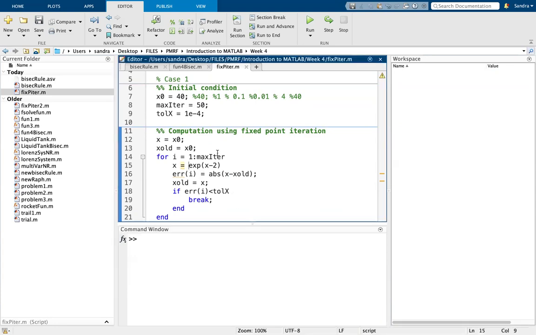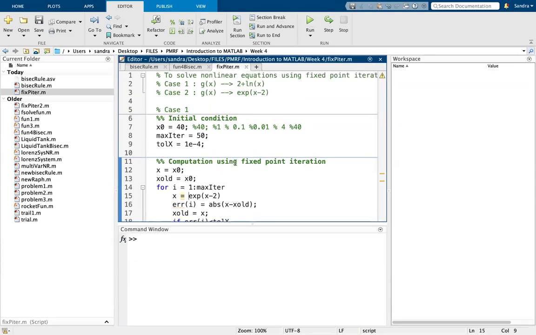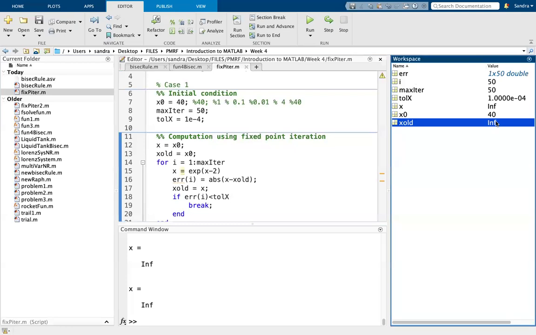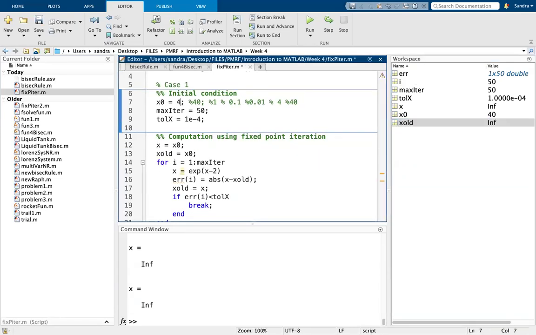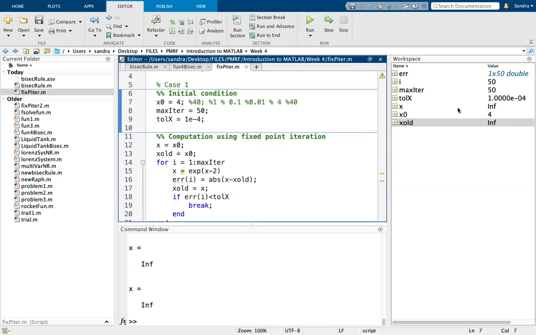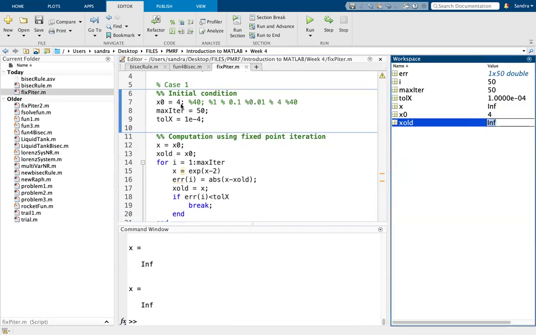Here it becomes exponential x minus 2. Now, using 40, let's see what solution you're getting. Using 40, I'm not getting anything. It's like infinity. Okay, this is diverging. So let me use the initial guess x is equal to 4. When x is equal to 4, it ran for all maximum iterations and the error has not converged. Again, I'm getting infinity. So this has not converged.